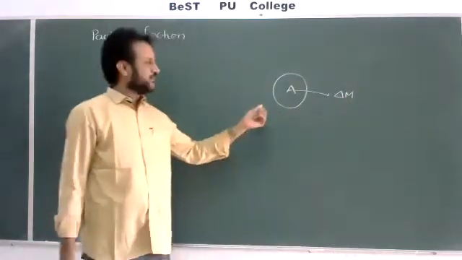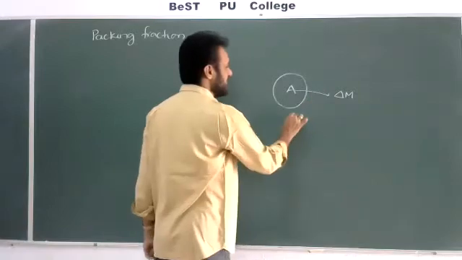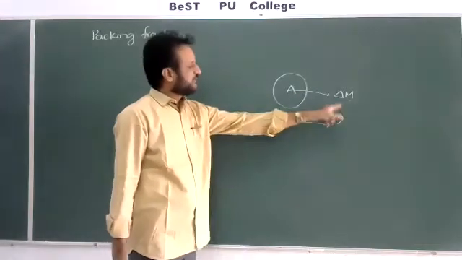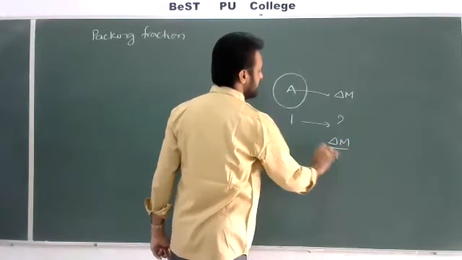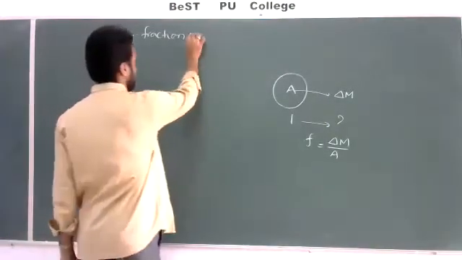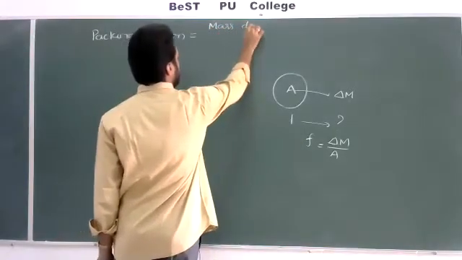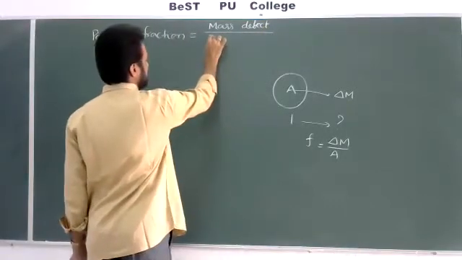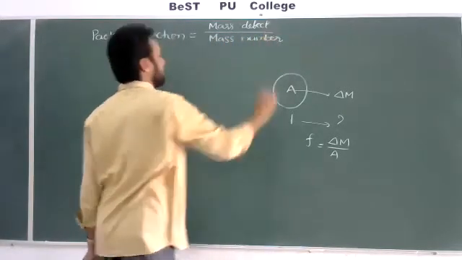That means mass of the nucleons minus mass of the nucleus. For A nucleons, the mass defect is delta M, so for one nucleon, take A to the right side, it becomes delta M by A. That can be called the packing fraction. We can write the definition: mass defect per nucleon is called the packing fraction.